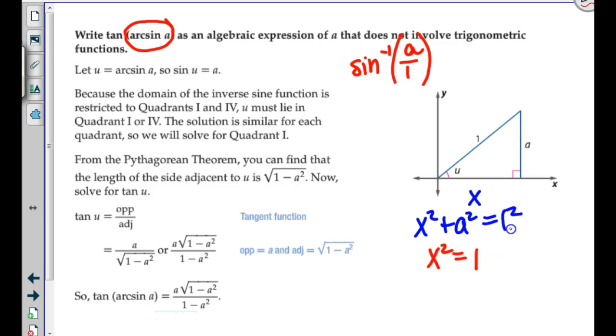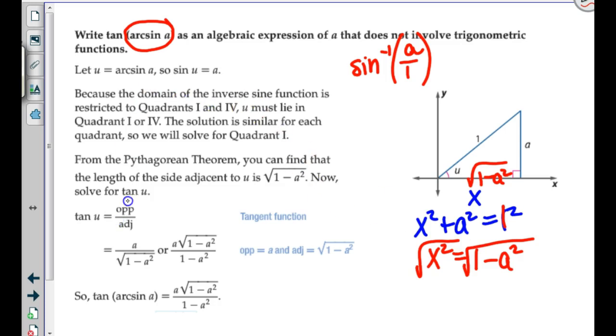What's 1 squared, guys? 1, so we can leave that, but then it's minus a squared. That was a 1, sorry. Now what? To get x all by itself, I have to square root. I can't simplify. So the answer that goes here is square root of 1 minus a squared.